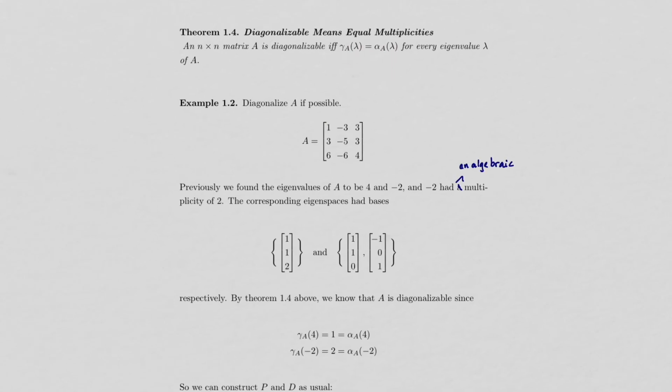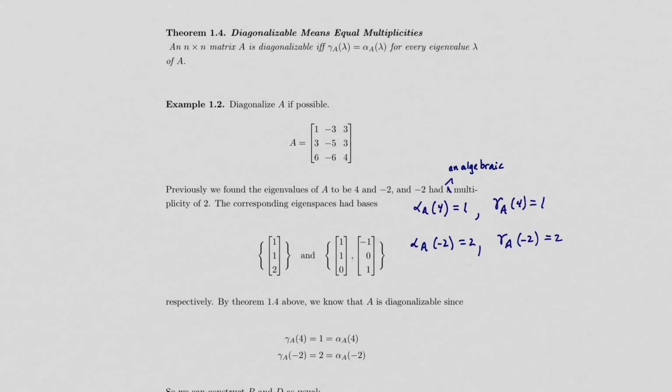Okay, so if we go back to this example, we did this example in a previous lecture as well on eigenvalues and eigenvectors, and we found that A had eigenvalues 4 and -2, and -2 had an algebraic multiplicity of 2. And the eigenspaces had these bases. This is the basis for the eigenvalue 4, and this is the basis for the eigenvalue -2. And here we can see whether this is satisfied or not just by observation. We saw that the algebraic multiplicity of -2 is 2, and the dimension of the eigenspace for the eigenvalue -2, which is the geometric multiplicity, is also 2 because there are 2 vectors in the basis.